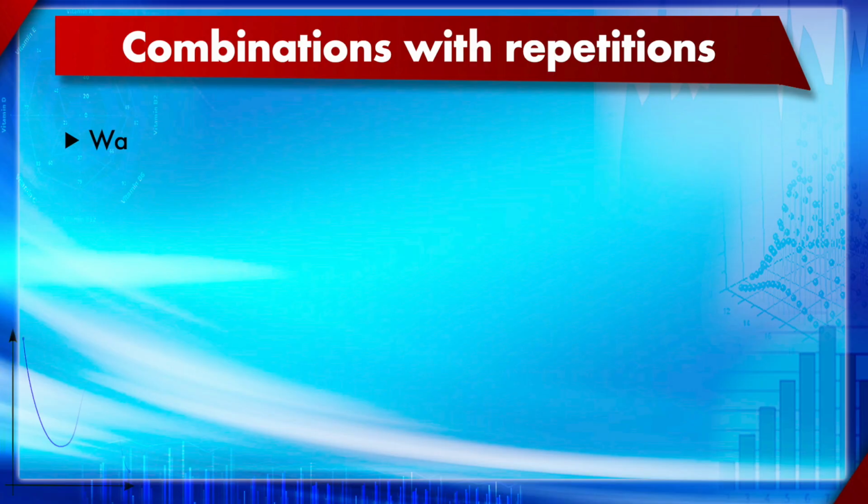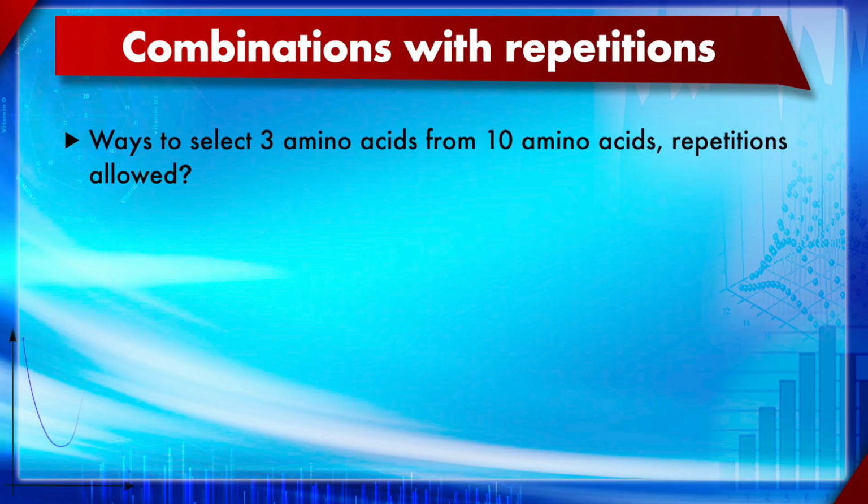So here is a problem for combinations with repetitions. This is the problem: ways to select 3 amino acids from 10 amino acids, repetitions are allowed. Here the order doesn't matter, so it's a combination problem. Now the amino acids can be repeated, so in this case definitely repetitions are allowed here.